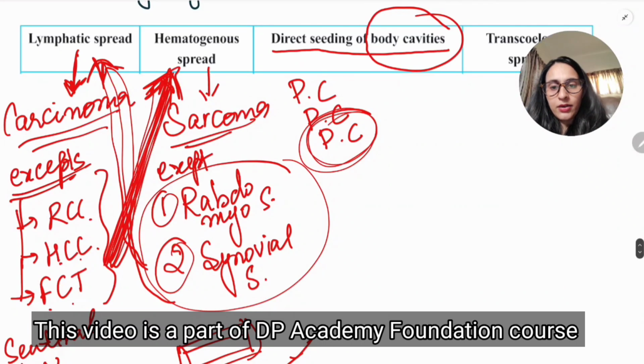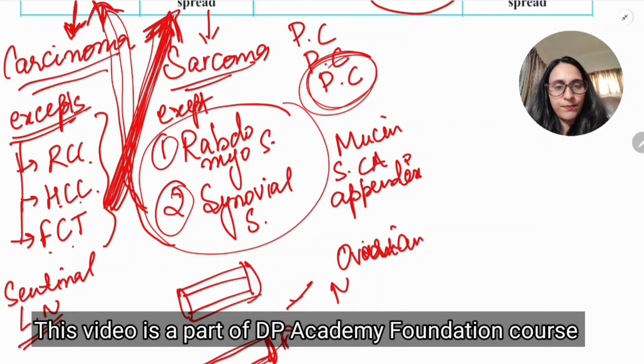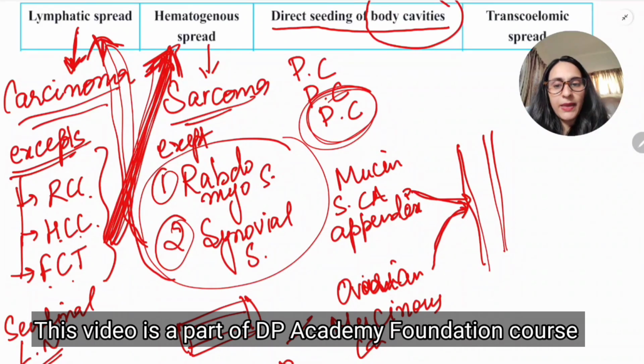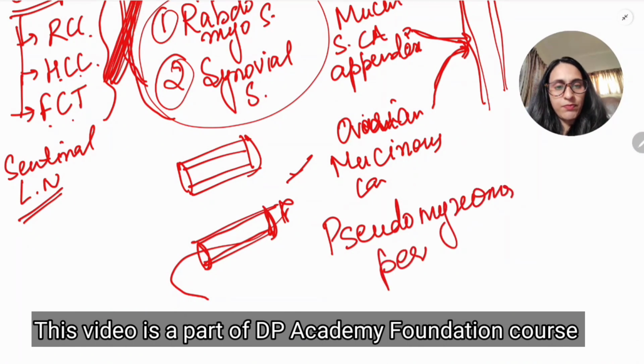Suppose a person is having a mucinous tumor, a mucin secreting carcinoma of the appendix, and a female is having an ovarian mucinous tumor. Both of these are mucinous cancers only. So these cancer cells will spread to the peritoneal cavity. They will go and sit in the peritoneal cavity, and this is known as pseudomyxoma peritonei.